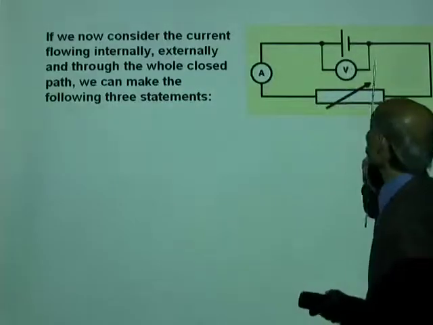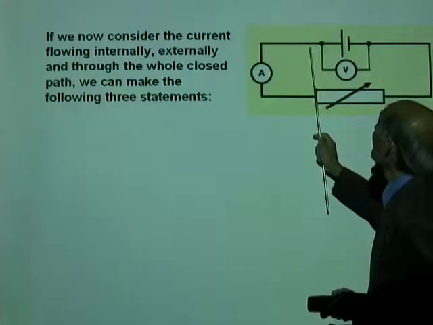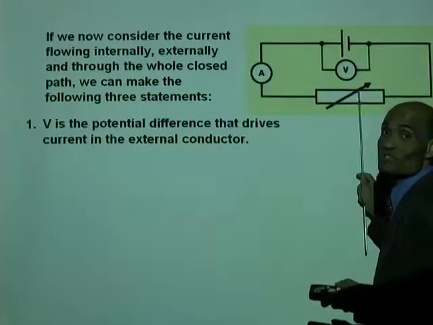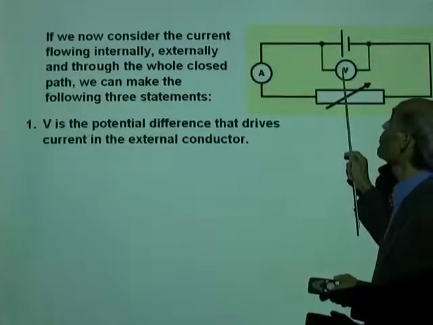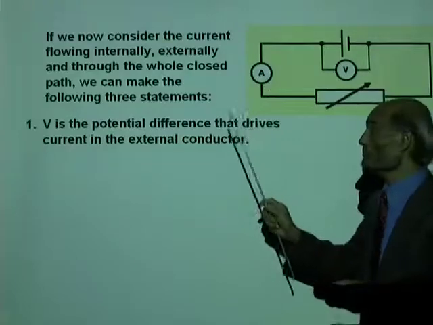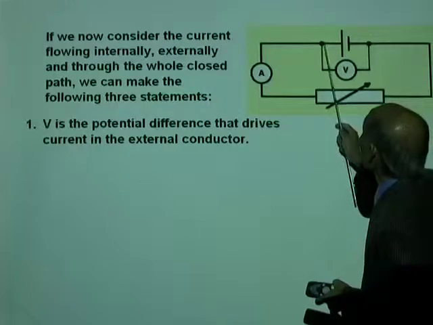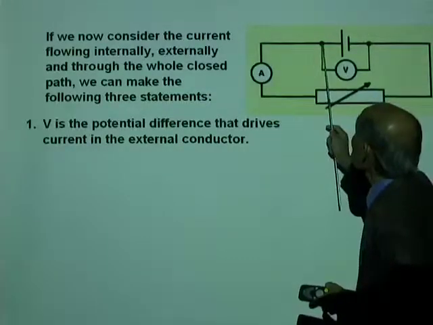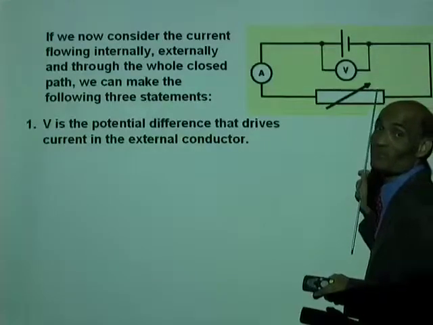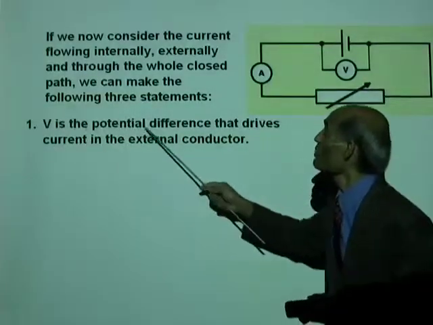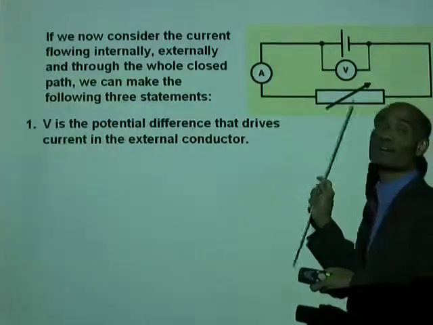Now here, when the cell is connected to a voltmeter without connecting to the external resistor, you see, if this external resistor is not there, the voltmeter will read the EMF. But when you have an external resistor connected, now what the voltmeter reads is the potential difference between the ends of this resistor. So V is the potential difference that drives current in this external resistor.